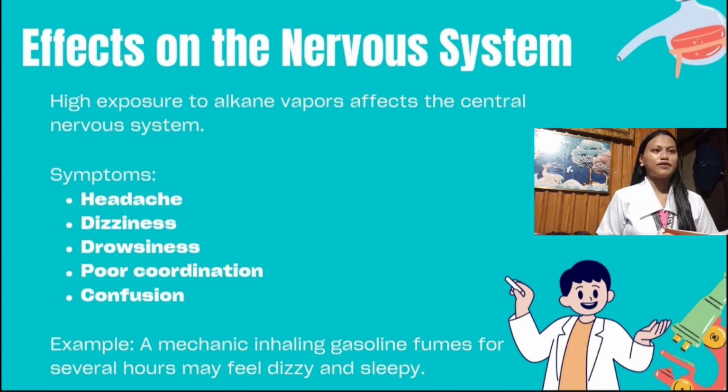I would like to discuss the effects on the central nervous system and the respiratory system. First is the nervous system. When a person breathes in alkane vapor such as gasoline fumes, the chemicals can affect the central nervous system. Naa siya mga symptoms which are headache, dizziness, drowsiness, poor coordination and confusion. When a person keeps inhaling gasoline fumes, ma-feel niya ang symptoms, katulon siya, and naa siya trouble sa iyang concentration because of the gasoline fumes.